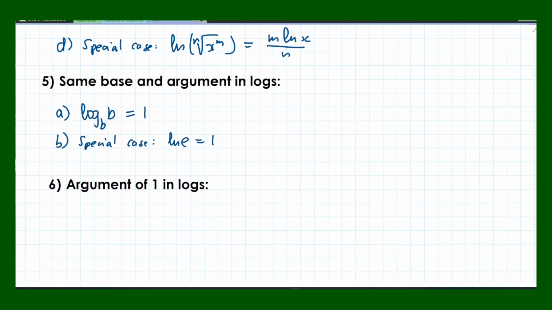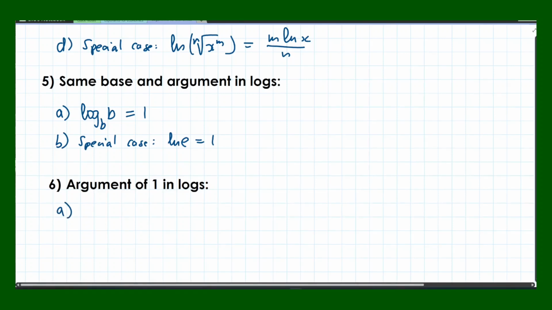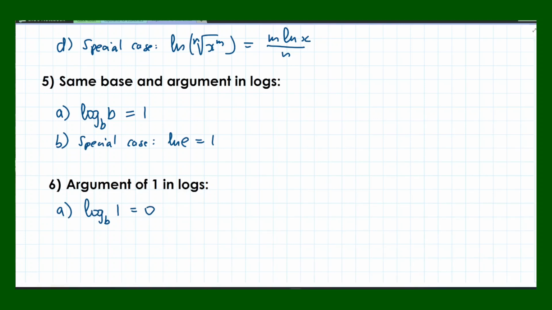Now, the next rule is all about what to do with logs when we have got 1 in the argument. So again, to be consistent, we're going to start with the generic case. What happens if I have log base b of 1? What is that equal to? Well, again, from video 5 of the log series, we have covered it in detail, so we know that any number to the 0 power is always equal to 1. If you have forgotten why this is true, just check out video 5 again.